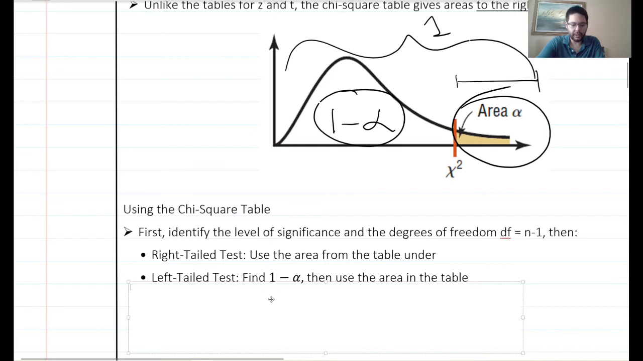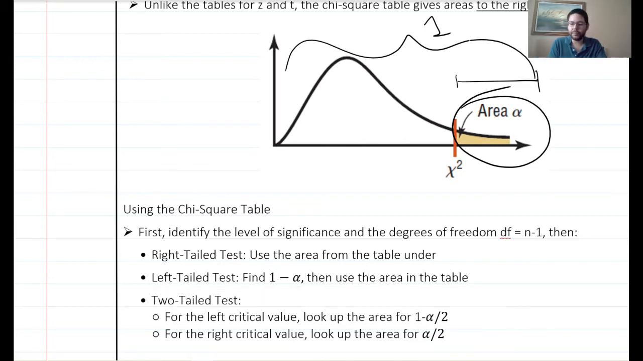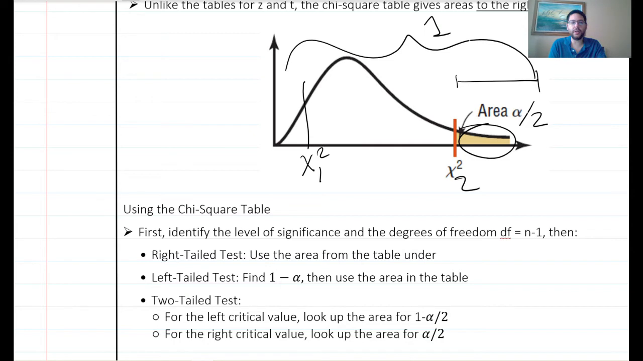If you're doing a two-tailed test, well, in that case, you actually have two sides, the left and the right side. So in that case, you would have to split the alpha into 2 pieces. So you're going to have alpha divided by 2, which is going to be half the alpha on the right side. And then you're going to have another chi-squared value there. You're going to have 2 chi-squared values. We'll call this chi-squared 1 and that chi-squared 2. So 2 of them, because both tails. And then this side will also be alpha over 2.